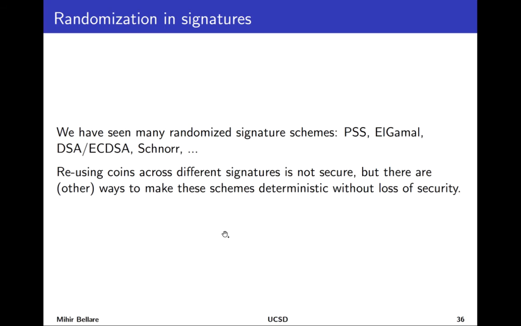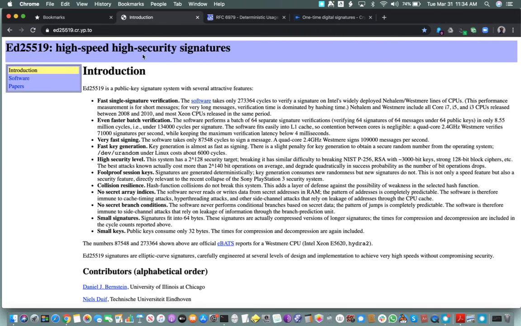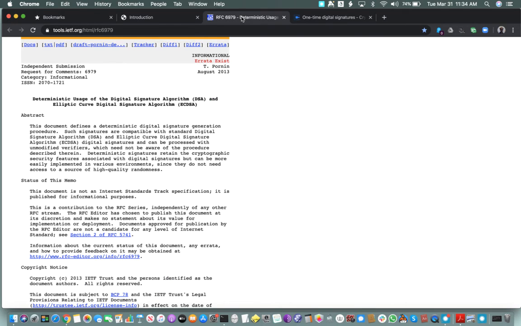However, in practice, people have tended to implement deterministic versions of them because randomization itself introduces potential security weaknesses. You can see here, for example, a standard on the deterministic usage of the DSA and the ECDSA schemes. Effectively it tells you how to de-randomize them.